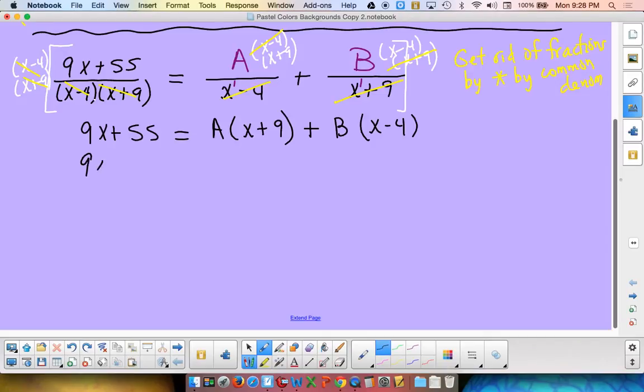So we do need to distribute the a and the b now. And on this one, yes, it would have been simple to do it earlier. On others, it won't. So I'll have ax plus 9a. I'll have bx minus 4b. Okay. This is where it goes weird. You're going, how can I solve for a and b when I got all these terms? This isn't going to work.